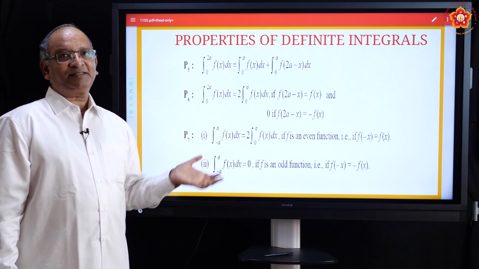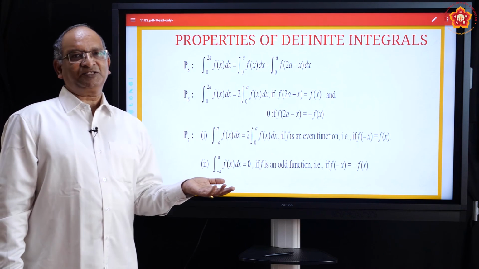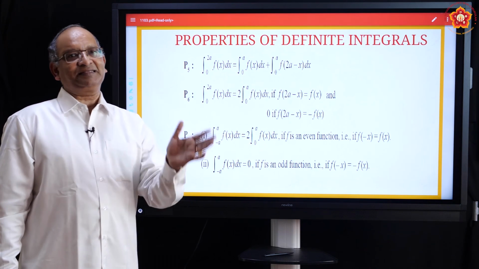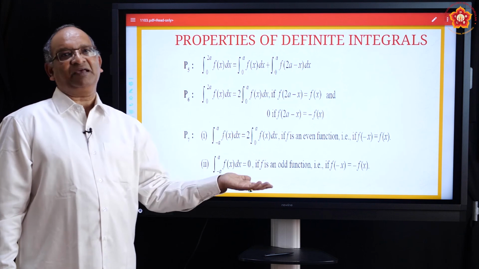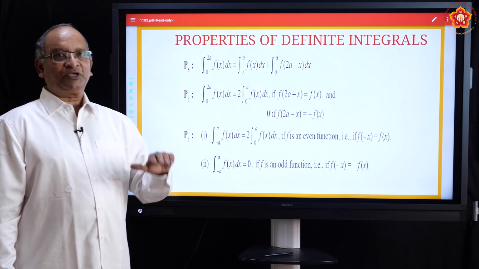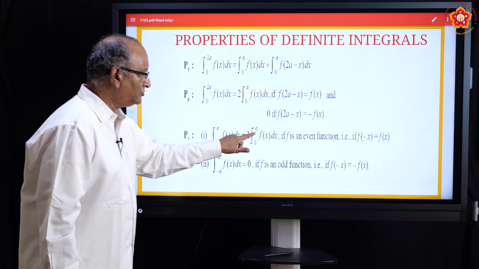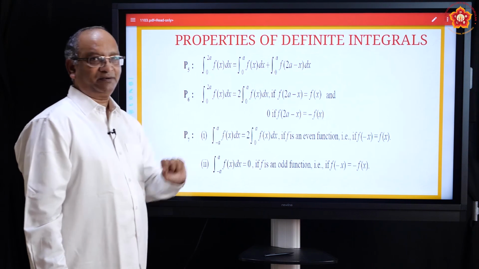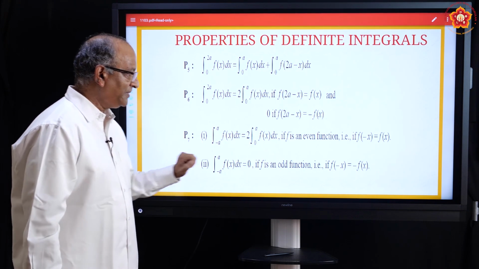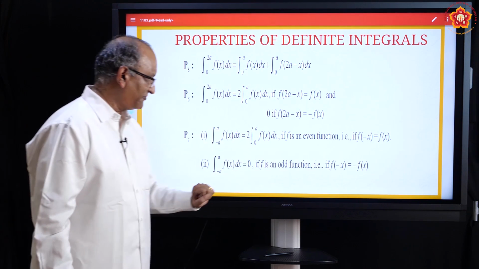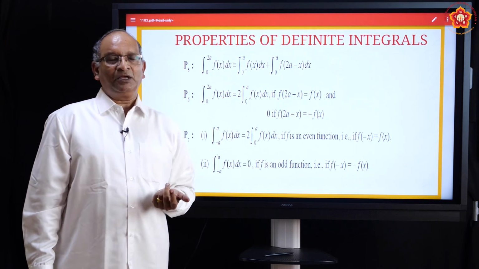In the same manner, the last one is about even and odd functions. How do you say a function is even? If f(−x) is f(x), it is even. If f(−x) is −f(x), it is called odd. So if it is an even function, ∫ from −a to a f(x) dx becomes 2 times ∫ from 0 to a. Whereas, if the function is odd, odd means what? f(−x) is −f(x), it becomes 0. So please learn these properties.